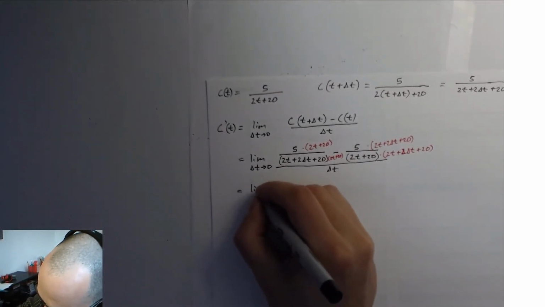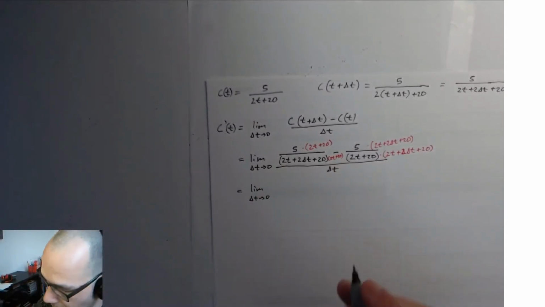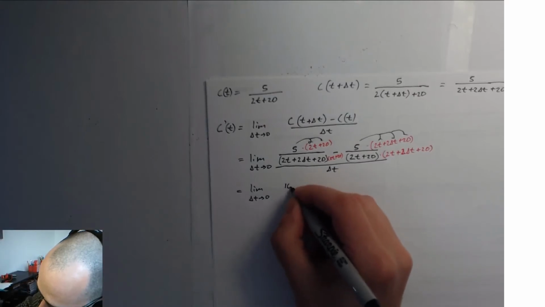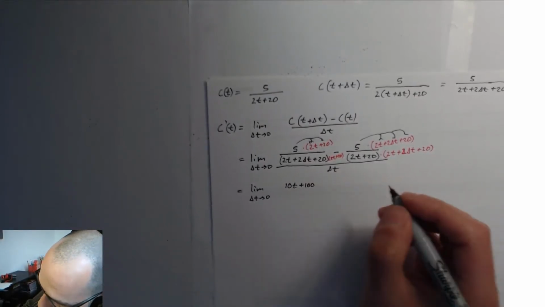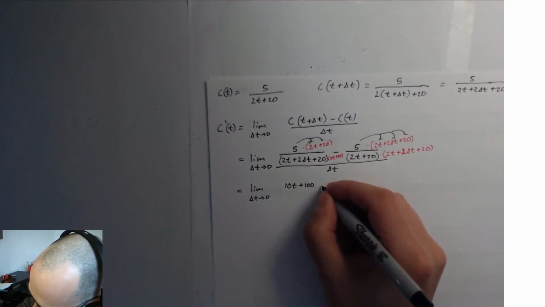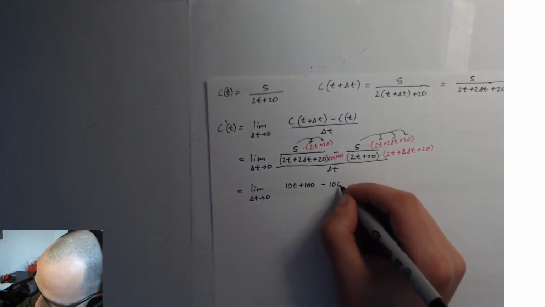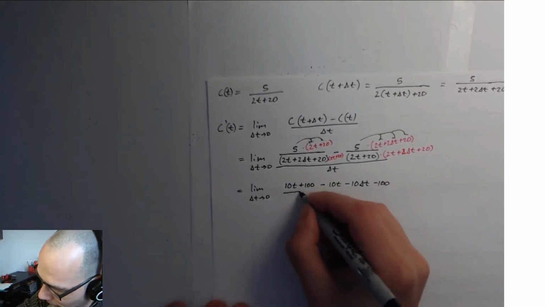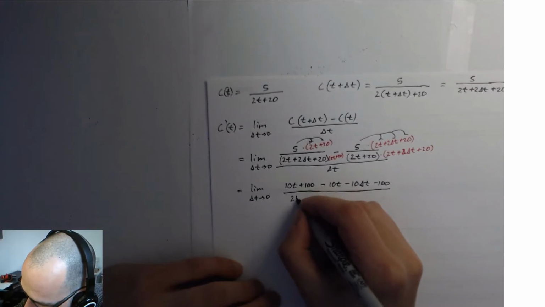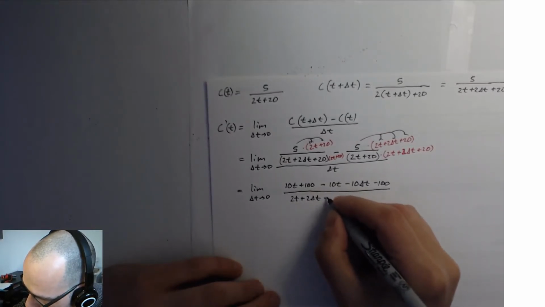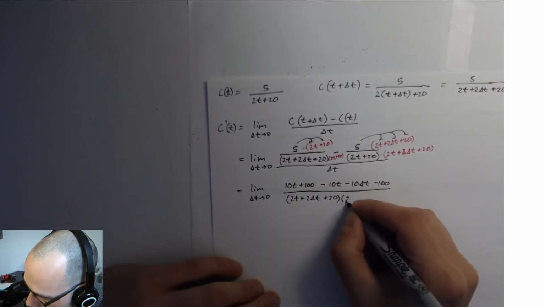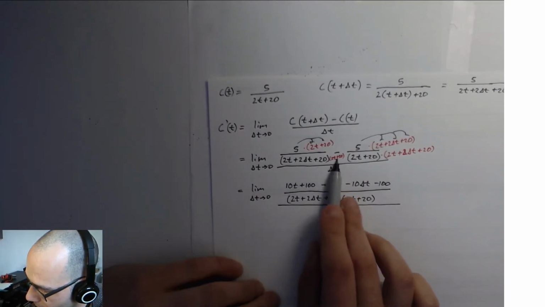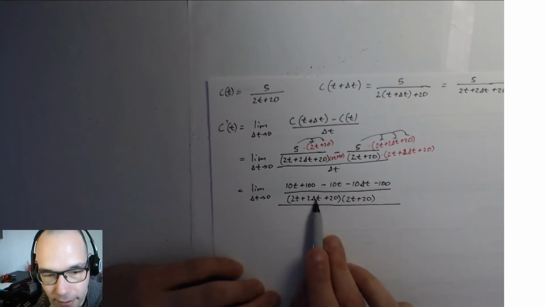So it's going to be equal to the limit as delta t approaches 0 of, well, I will distribute. It's going to be 10t plus 100, minus 10t, minus 10 delta t, minus 100, all of that over 2t plus 2 delta t plus 20, all of that between brackets, multiplied by 2t plus 20. I will not expand this one right here. I will keep it as it is because they're on the same denominator and there's no point in expanding that.